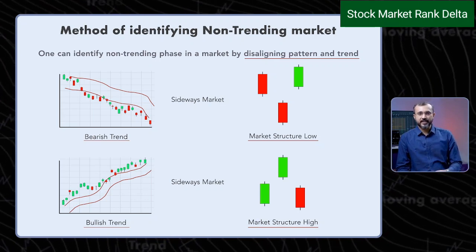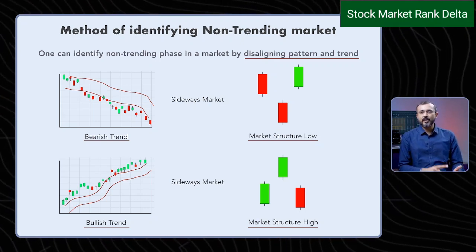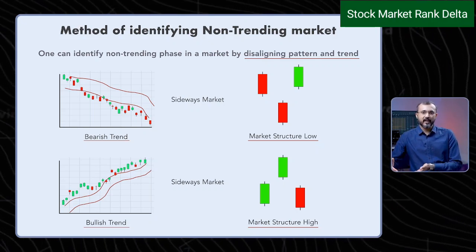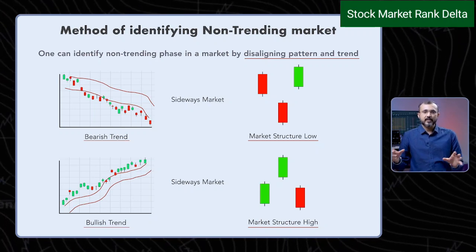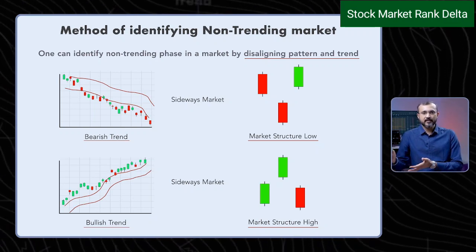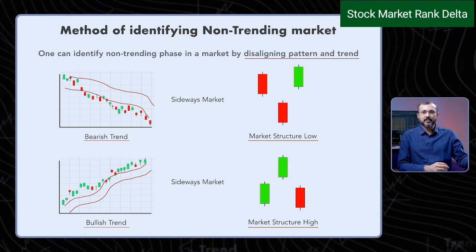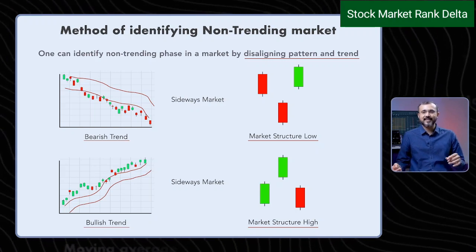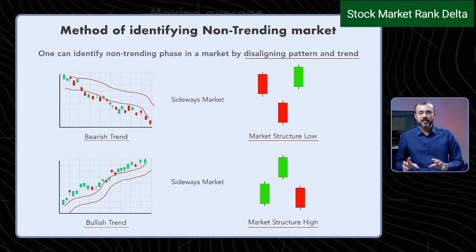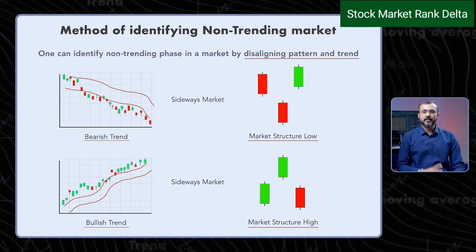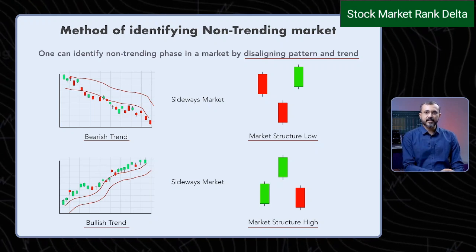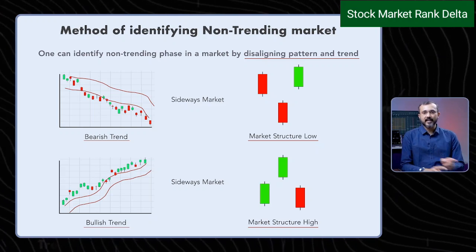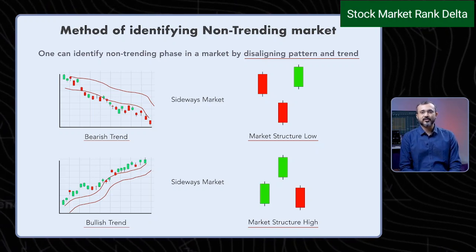Now, making it more objective: a market structure high getting formed above the moving average gets into a non-directional market, and a market structure low below the moving average gets into a sideways market. So bullish pattern, bearish trend: sideways. Bearish pattern, bullish trend: again sideways. So this gives us an idea. Whenever there is a disalignment between pattern and trend, the markets are sideways. Whenever both of them are in sync, bullish pattern and bullish trend, it's a trending market.